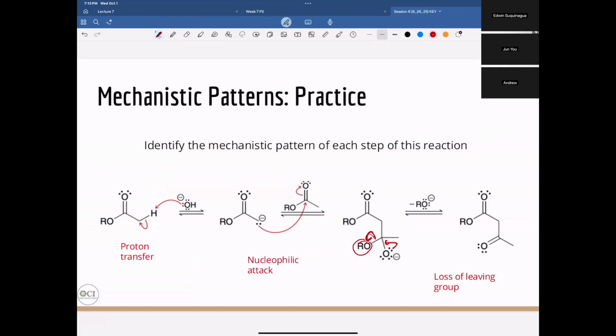Is it showing above the equilibrium? The RO. Oh, that's what's leaving. Yeah, it's like a byproduct, next to the product. That's why it's shown there. Yeah, that's the byproduct.